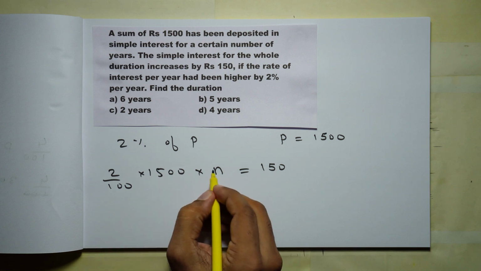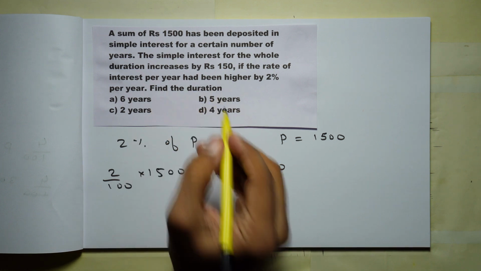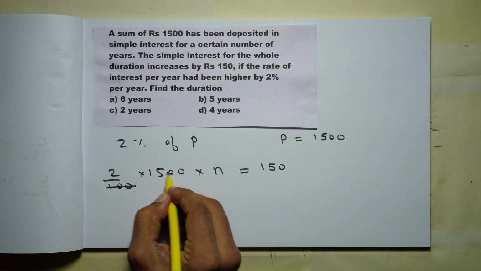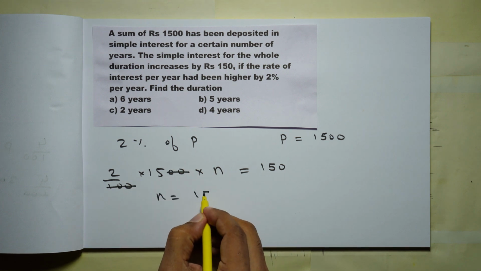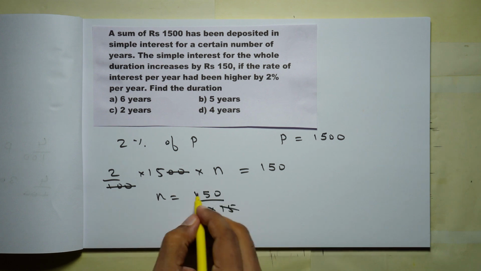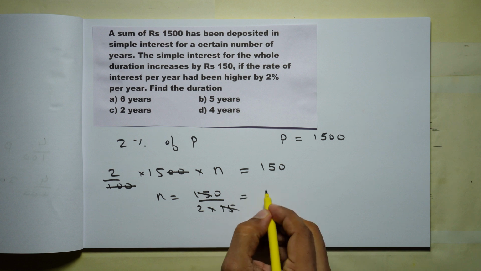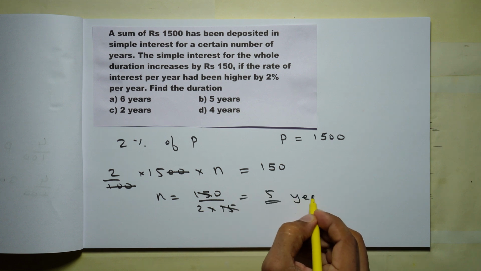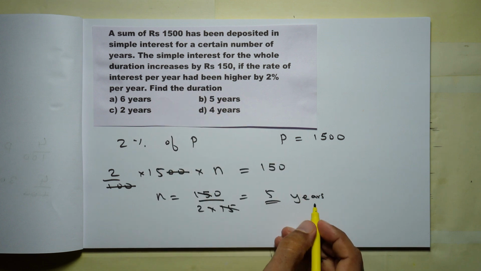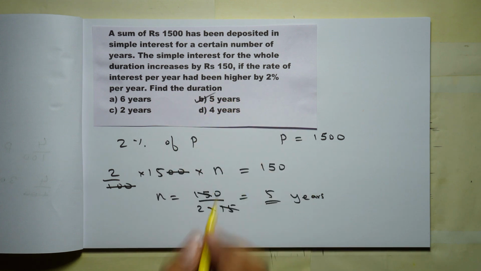So we'll solve this and calculate the value of n. Find the duration, that is n is the number of years. I'll cancel out the zeros. So n you will get it as 150 by 2 into 15. 15 divides 1 time, so 10 by 2 gives you 5. So n is equal to 5 years. So find the duration, n is equal to 5 years, option B.